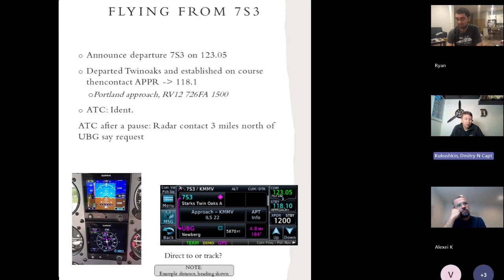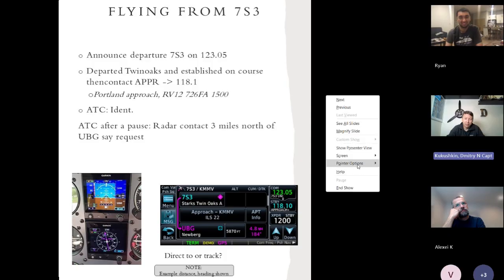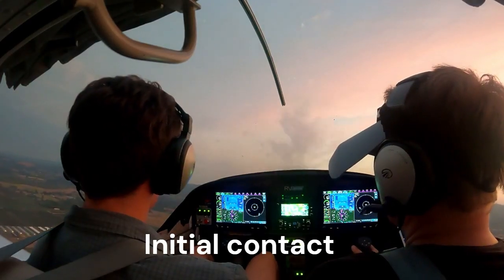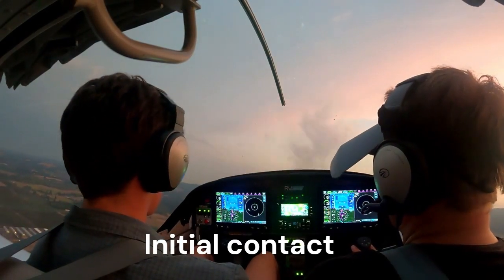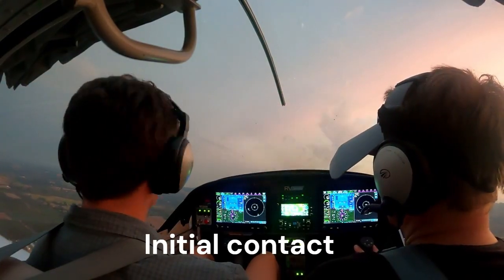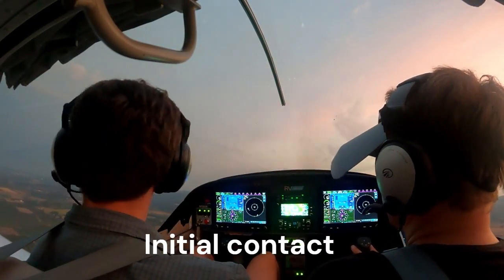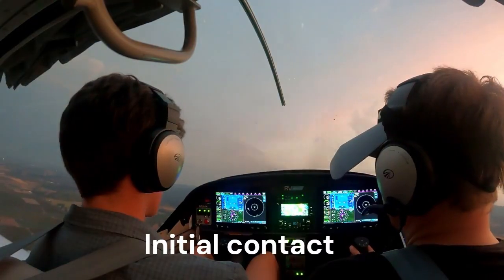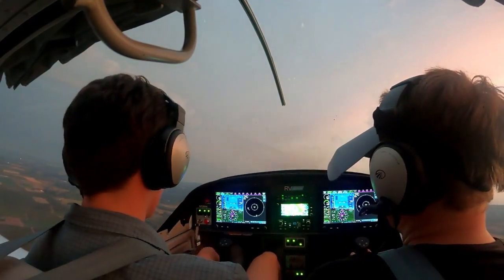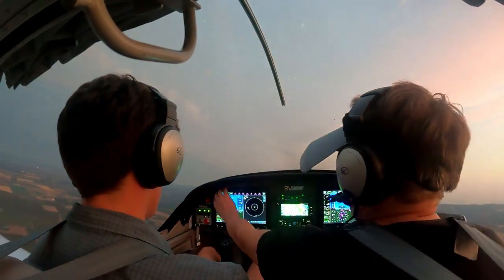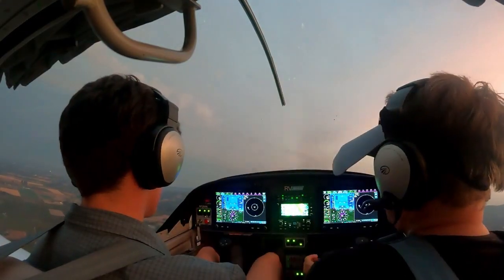So what ATC will most likely say in response: 76 Foxtrot Alpha, ident. Portland approach, RV 76 Foxtrot Alpha, 1,200, landing 4,000. 76 Foxtrot Alpha, point departure, ident, maintain 3,000. Ident, will maintain 3,000.